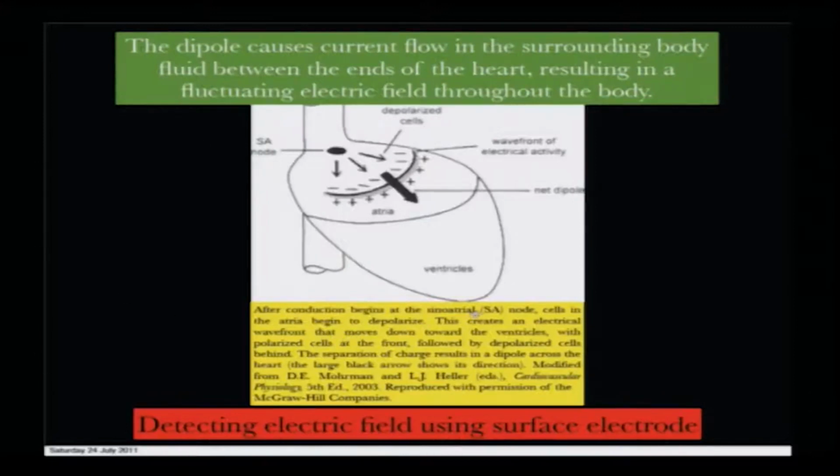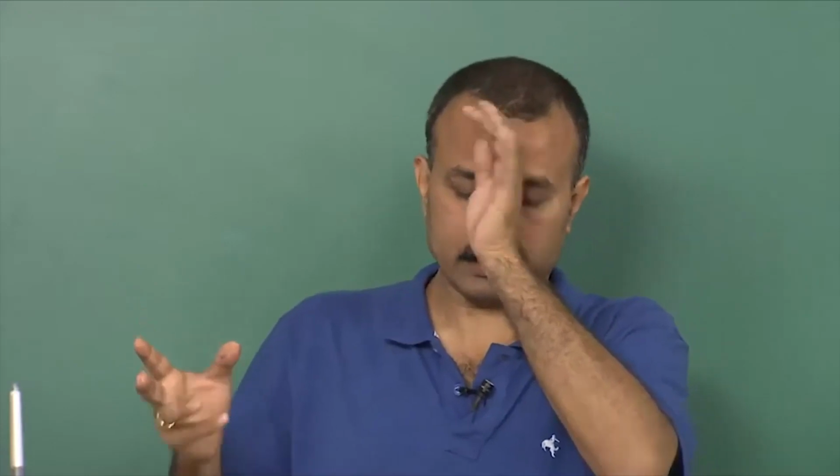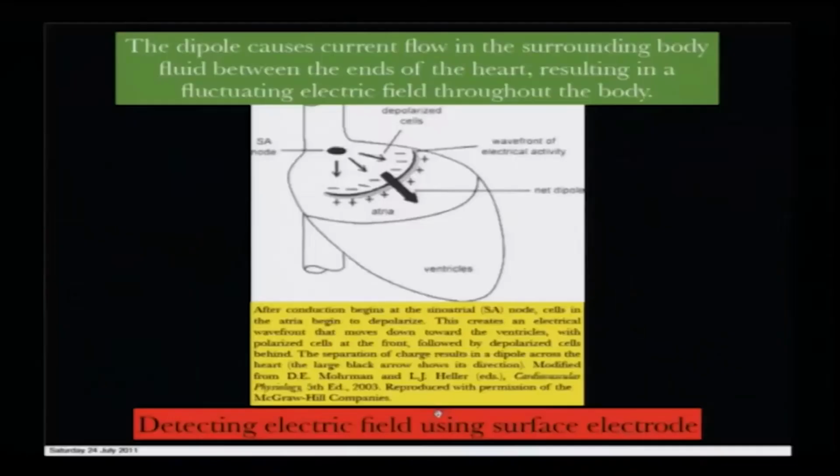After conduction begins at the SA node, cells in the atria begin to depolarize. Okay? This creates an electrical wavefront that moves down towards the ventricle. This is essentially what is happening, because initially your upper two chambers are getting filled, followed by the blood moving to the lower two chambers. From there it is either distributed to the rest of your body or sent for purification to the lungs. So this is exactly what the slide is telling you, followed by depolarized cells behind.